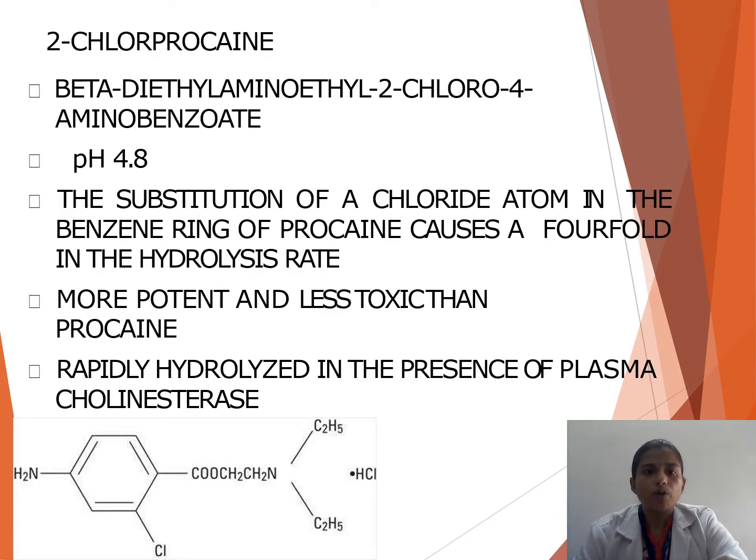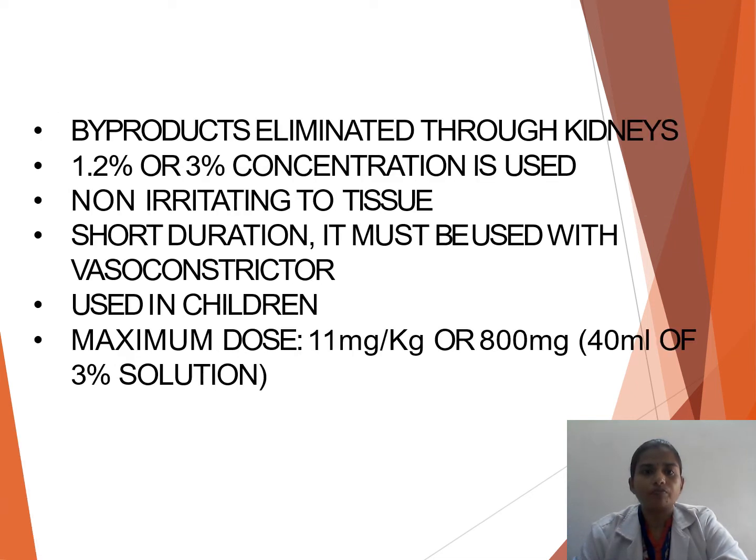Next, we are going to see about 2-chloroprocaine. It is nothing but beta-diethylaminoethyl 2-chloro-4-aminobenzoate with a pH of 4.8. The substitution of a chloride atom in the benzene ring of procaine causes a 4-fold increase in the hydrolysis rate. It is more potent and less toxic than procaine. It is rapidly hydrolyzed in the presence of plasma cholinesterase. Byproducts are eliminated through the kidneys.